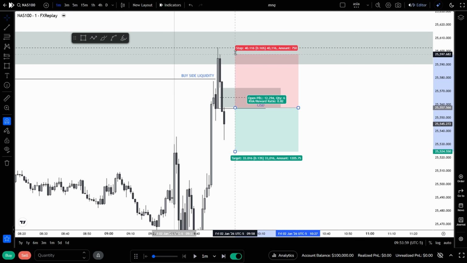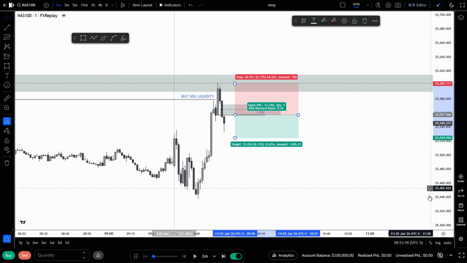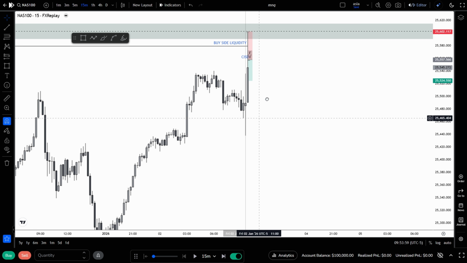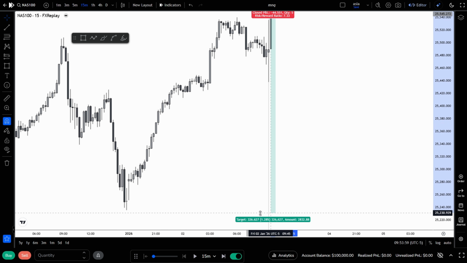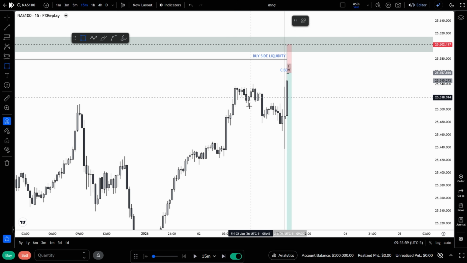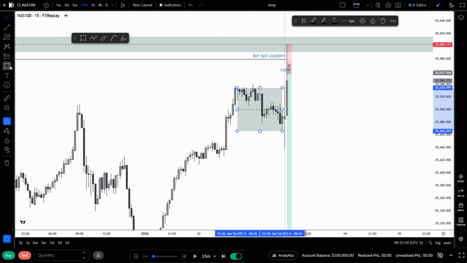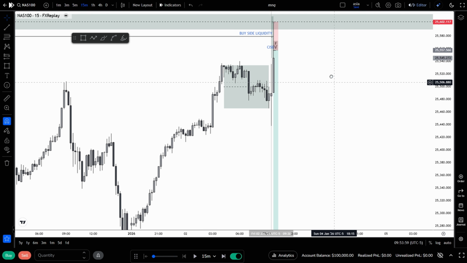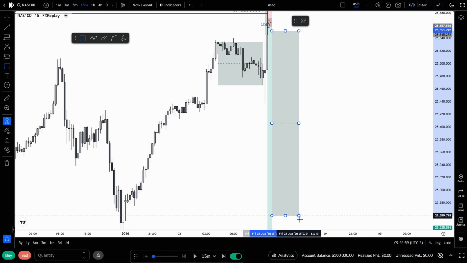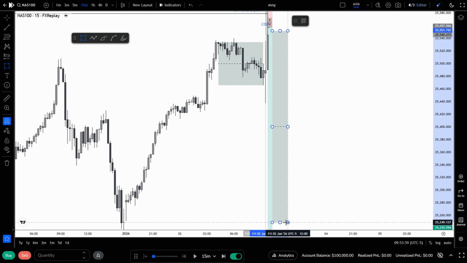And if we move to the 15-minute time frame, you can also see that this looks like a power of 3 model. We have accumulation around the 9:30 open, then manipulation around 10 o'clock, and now we are expecting the distribution phase. And as you can see, price moves beautifully straight into the targets that we were looking for.